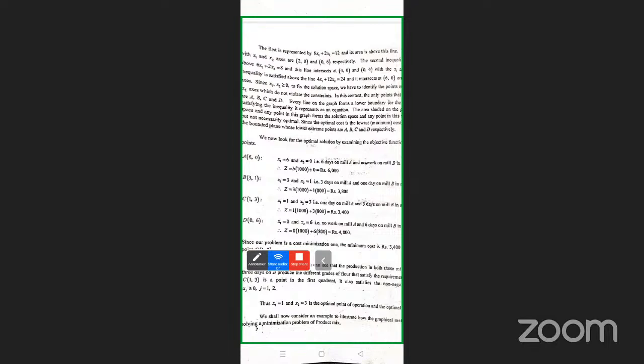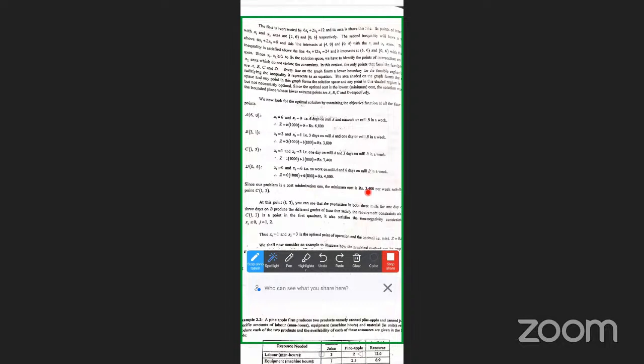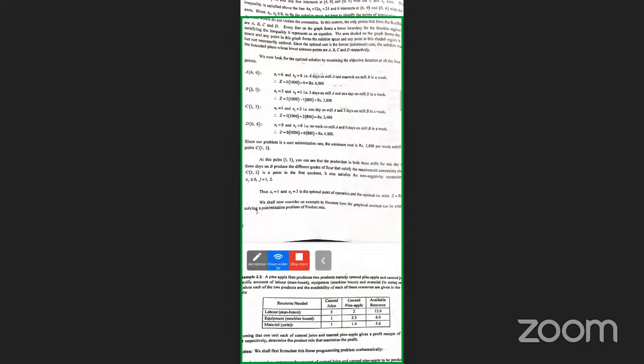Since our problem is a minimization one, the minimum cost is 3400 per week at point 1 comma 3. So therefore, x1 is equals to 1 and x2 is equals to 3. So minimum of Z is equals to 3400. So this is the last step. So this is the answer. It is enough. Next, example 2.